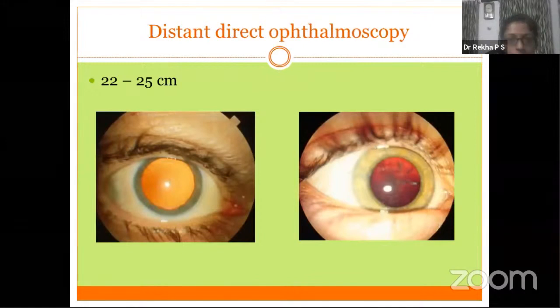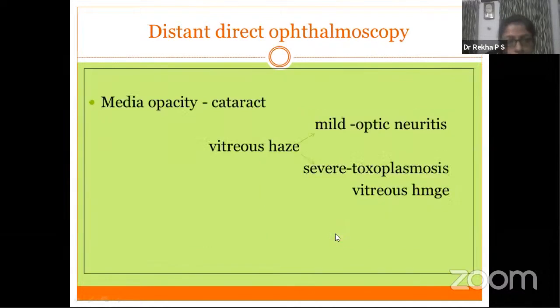Now coming to distant direct ophthalmoscopy, that is our next step. You can do it at a distance of 22 to 25 centimeters, using a direct ophthalmoscope or a plane mirror. We are just projecting light into the eye, and we are looking at the reflected rays. So normally we get a red reflex like this, but if there is any media opacity, you get a black shadow against a red background.